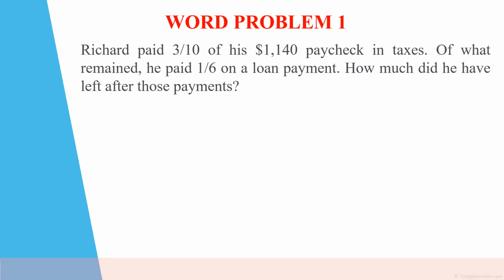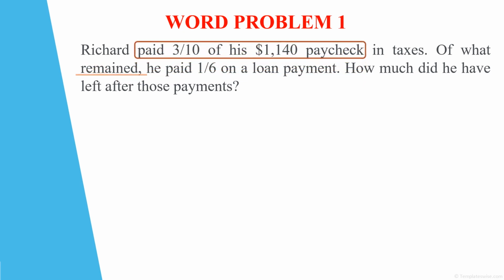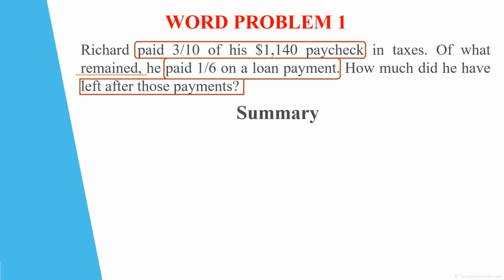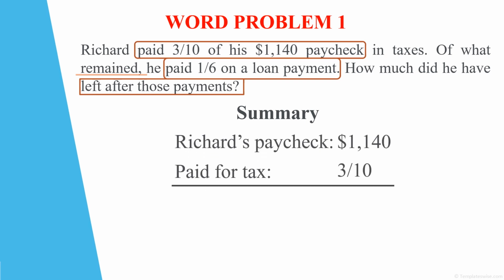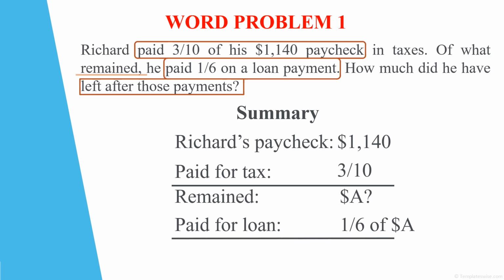Okay, so we are going to solve this problem step by step. The first thing that we do is we need to see the key points of the problem. So we need to see how much is the paycheck, the taxes, the loan payment, and what is the question. Now we are going to prepare a summary with all the information that we have and what information is missing. What do we need to find out? So let's see what we have so far.